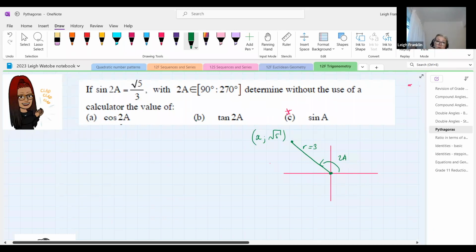All right, so this question is, sorry, the terminal arm has come to rest in quadrant number 2, where sine 2 theta or 2a is positive, and 2a is an angle between 90 and 270. So quadrant 2 is where it has to be. Hopefully everybody's got that. You've realized that it's x that's missing. And then when it comes to calculating the value of x, you would have used the theorem of Pythagoras.